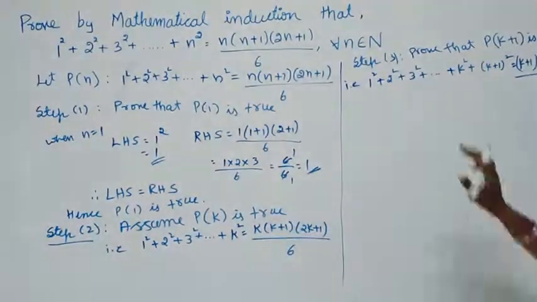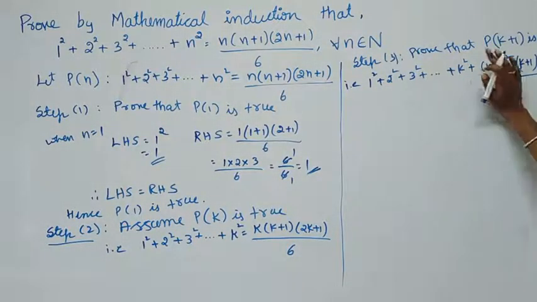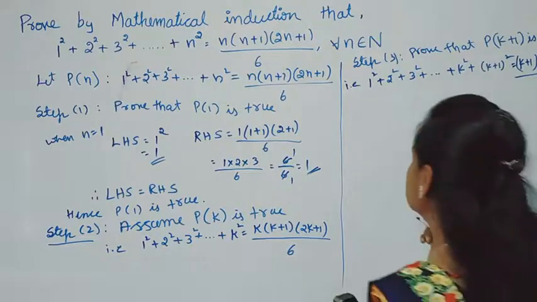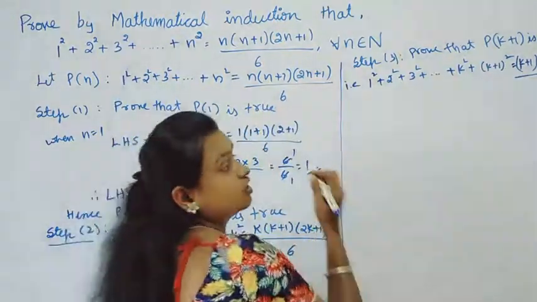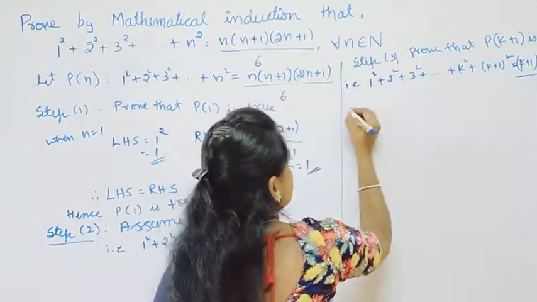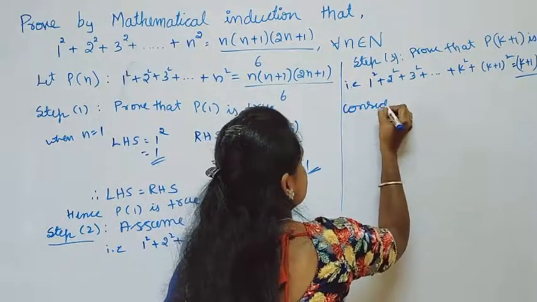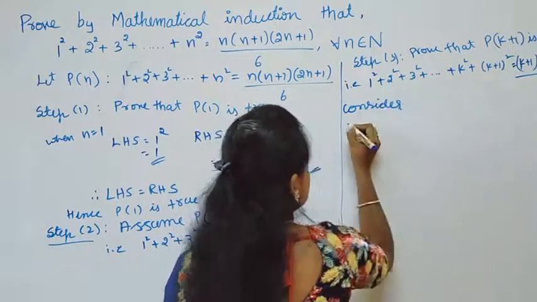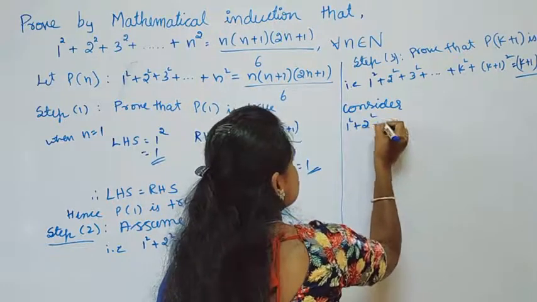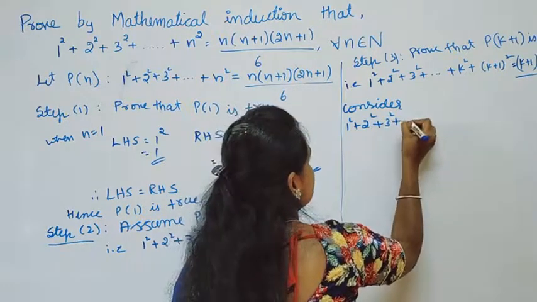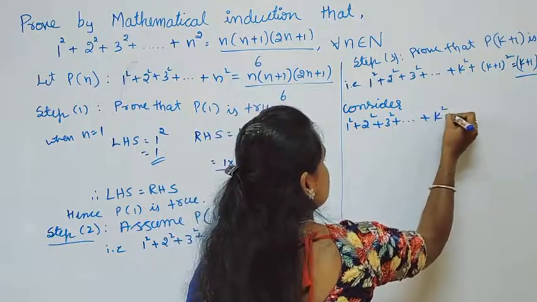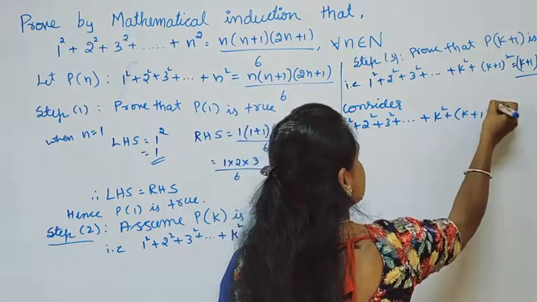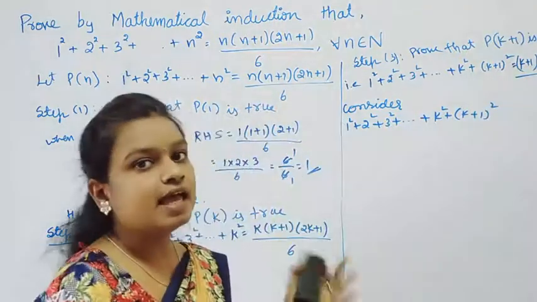Okay. Step 3 is we have to show that P of k plus 1 is true. That is this one. We have to prove this one. So how to prove this one? For that, consider the LHS. Consider the LHS, that is 1 square plus 2 square plus 3 square plus etc. plus k square plus what? k plus 1 the whole square. This is our LHS, right?